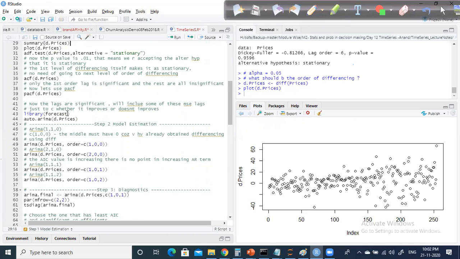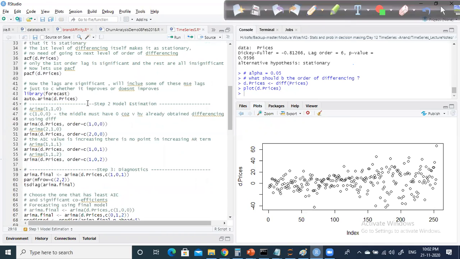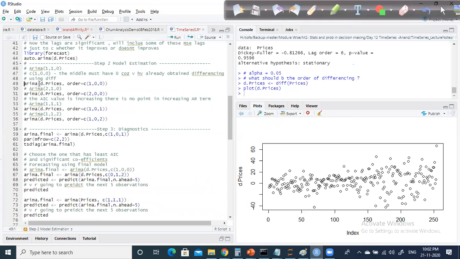Fine. Forget about this one. Now let us use the ARIMA function, on the differenced prices. Here I use the parameter called order equal to, this is for P, D and Q. So how many days of the stock price am I taking here? Only one day, yesterday's price.